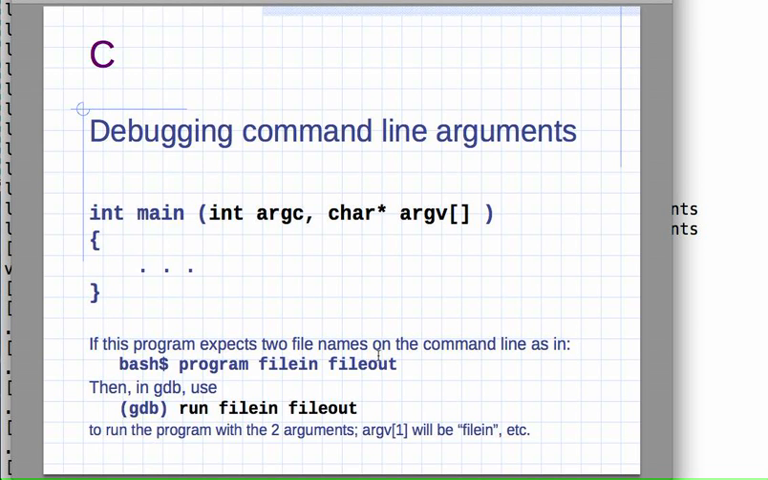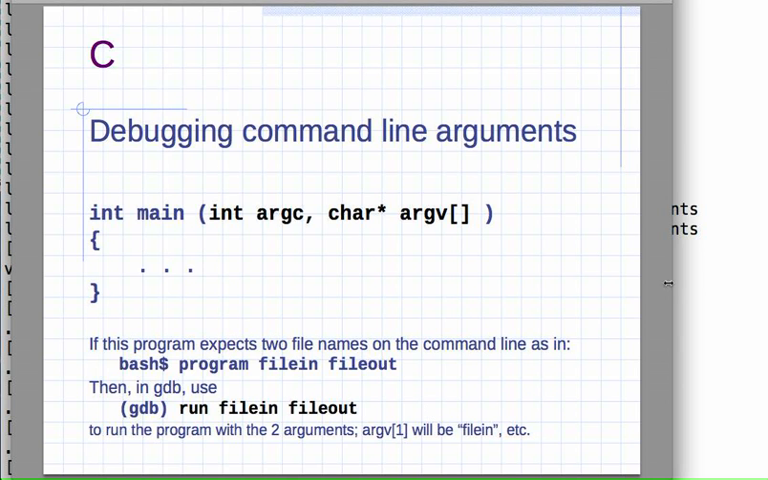So remember that in GDB, when you run the program, you say run. Well, it turns out you can put in all the command line arguments in the run command. So when you say run and just hit return, that's like typing no command line arguments. If you say run file in file out, those two arguments go into argv. For example, file in will go into argv[1] and file out will go into argv[2].